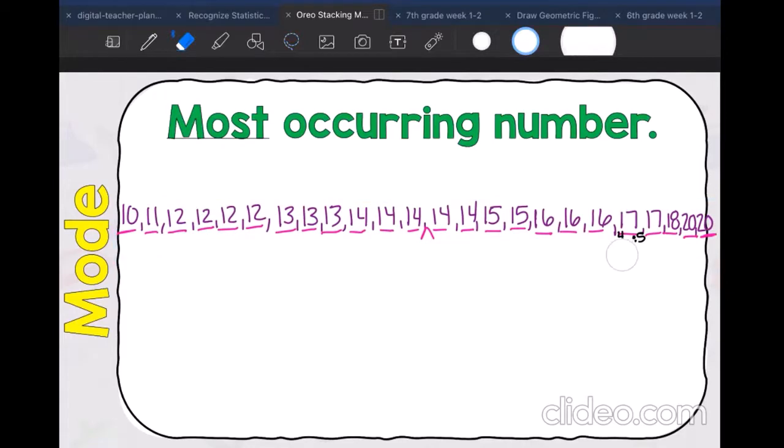All right, so today we're looking at these numbers. Here's our numbers from the last thing. I want to see what number occurs the most. What number do I have the most? Well, let's think about this. How many 10s do I have? 1. How many 11s? 1. How many 12s do I have?